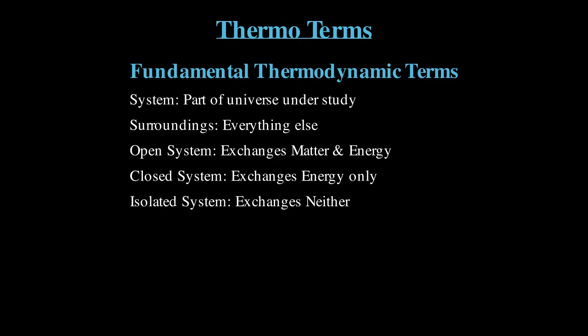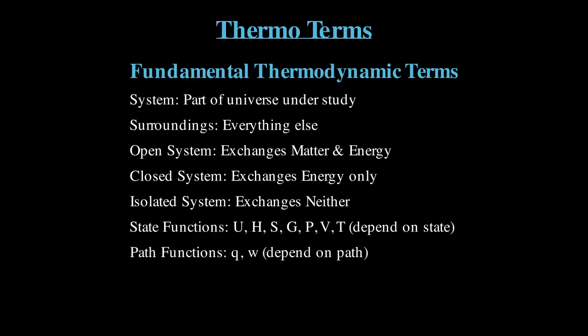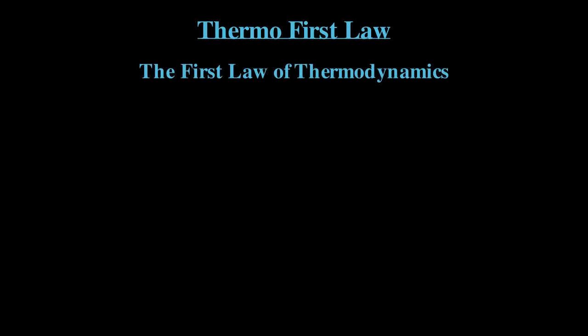We also classify thermodynamic properties. State functions depend only on the current state, not the path taken. These include internal energy, enthalpy, and pressure. Conversely, path functions like heat and work depend on the process. Finally, extensive properties like mass and volume depend on the amount of substance, whereas intensive properties like temperature and density do not.